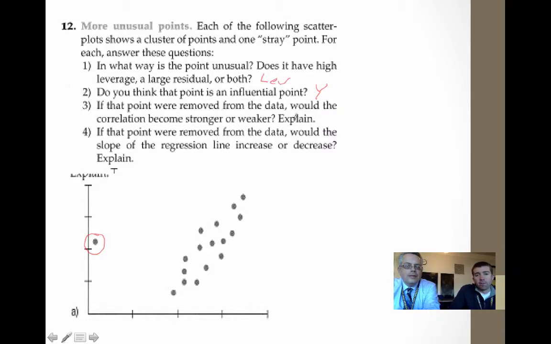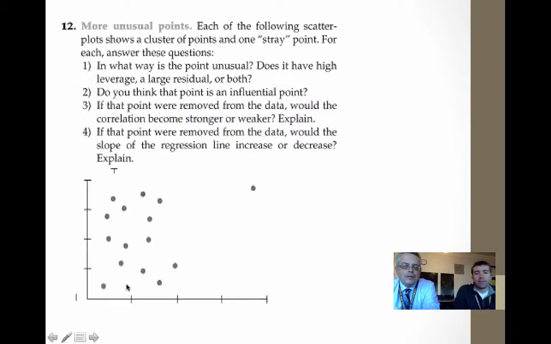All right. If the point were to be removed, the correlation is going to become much stronger. Yeah, because right now it's making a very weak correlation because that one is right there. And then would our slope increase or decrease? Well, if you took it out, it's going to increase, because right now it might even be negative or close to horizontal. Right now the line probably looks like this. But if you take it out, the slope's going to be positive. So the slope's going to increase. Okay. All right. Look at this one.